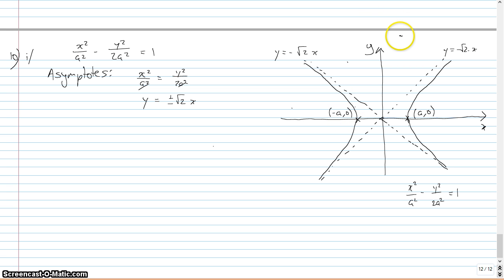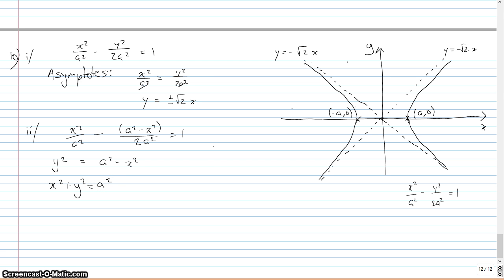Part 2, by sketching a suitable curve on the same diagram, find the solutions to the equation x squared over a squared minus x squared over 2a squared... sorry, a squared minus x squared over 2a squared equals 1. So obviously what's happened is we've replaced y squared with a squared minus x squared. Or in other words, we want x squared plus y squared to equal a squared. This is a circle centered on the origin, radius a.